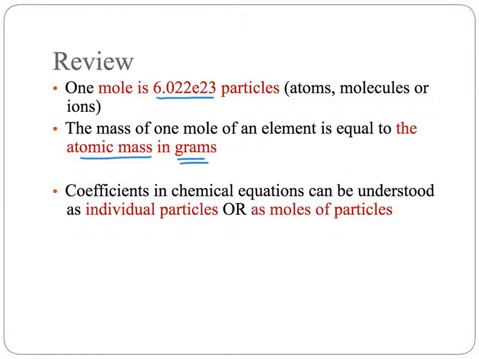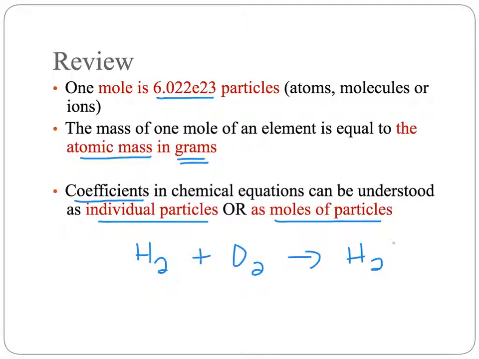I didn't say this yet, but I want to tell you now that the coefficients in chemical equations can be understood in two different ways. We can understand them as representing individual particles being combined together, or moles of particles being combined together. So if we use our equation for water, where we take hydrogen gas and add to it oxygen gas and end up with gaseous water, water vapor.